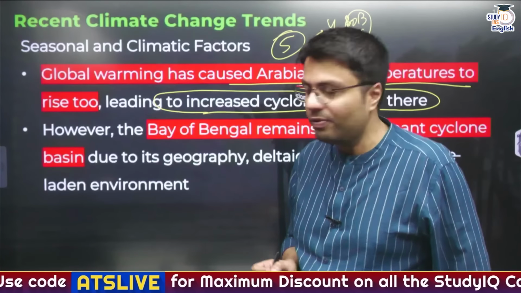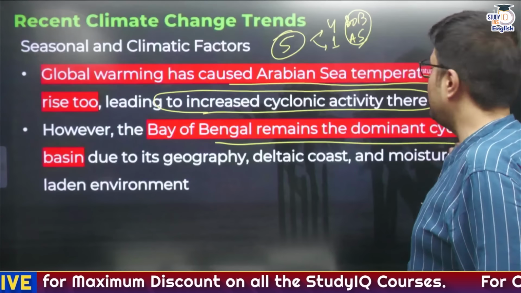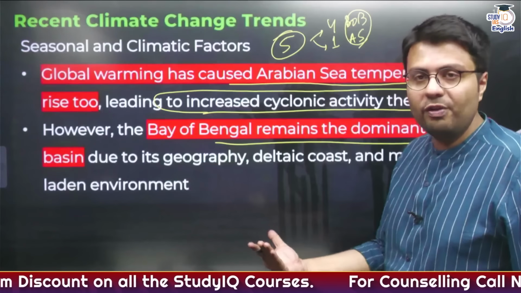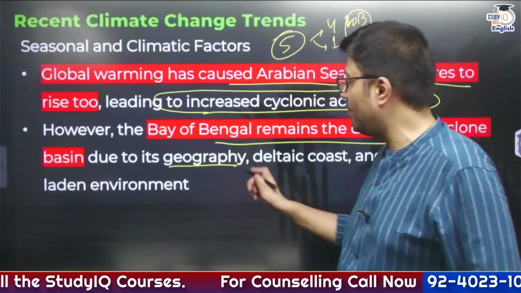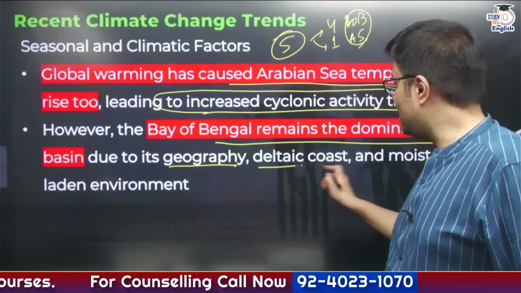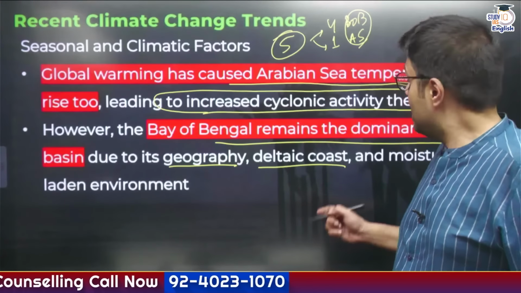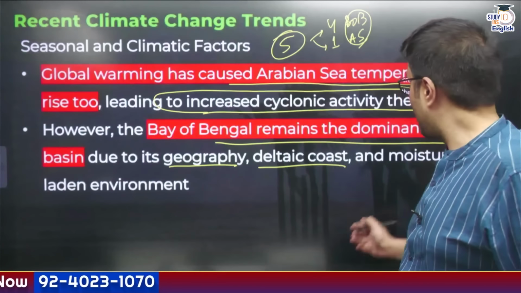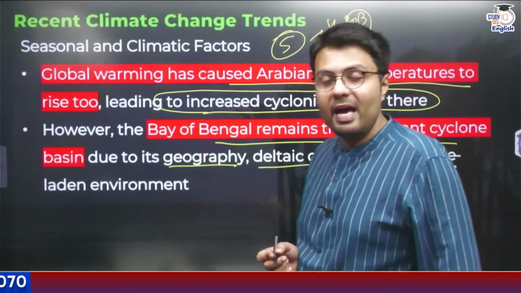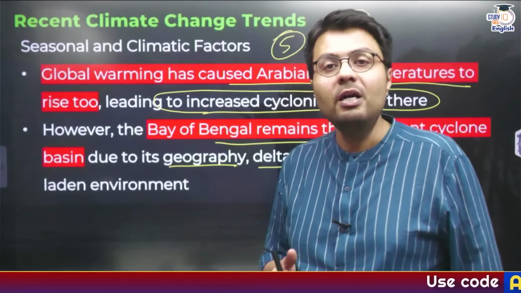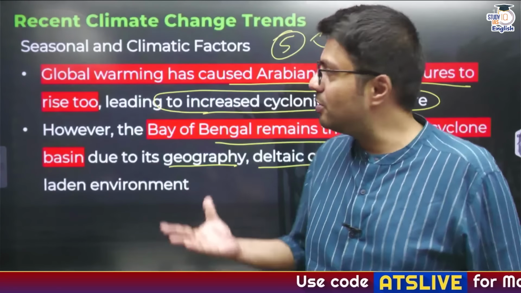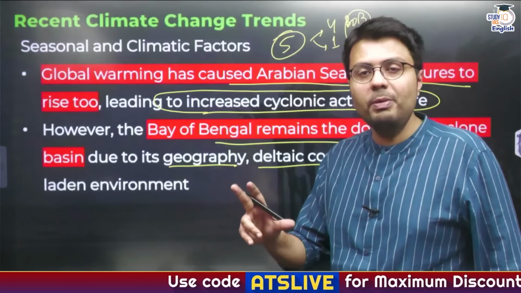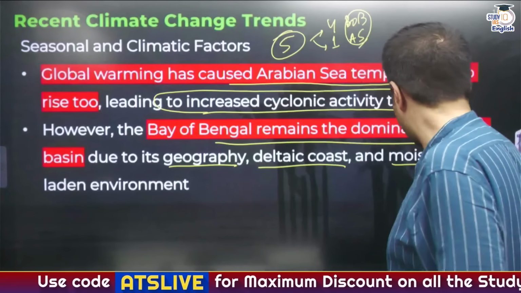But despite this factor, the Bay of Bengal remains the dominant cyclone basin because of the factors we have discussed, that is due to funnel-like geography, deltaic coast, that is a narrow coastline, similarly a very shallow depth of water, as well as the existence of a moisture laden environment, which is due to rising sea surface temperature. So all in all, these factors contribute to rising cyclonic activity in the Bay of Bengal.